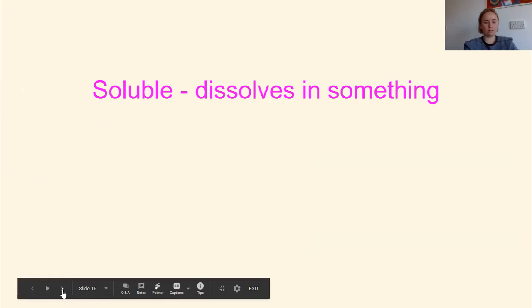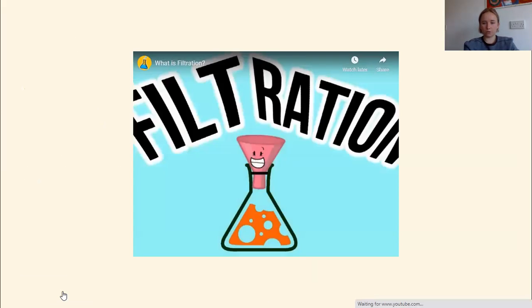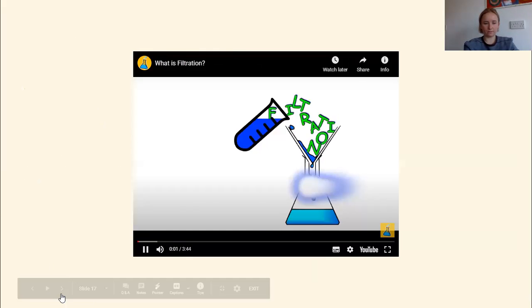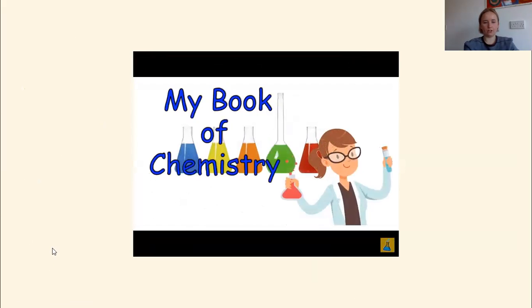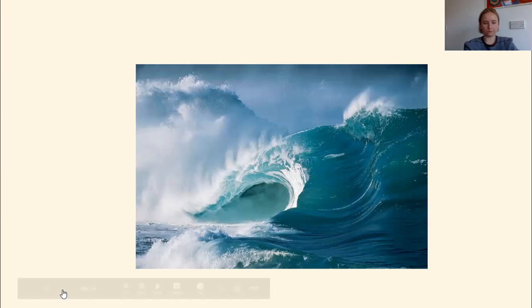But there is another method that we can use. This is just going over that definition of soluble. Make sure you've all got that written down. If you want to know more about filtration, there's a video here that you can have a look at, but we're not going to look at that now. Okay, so on to the salt water.